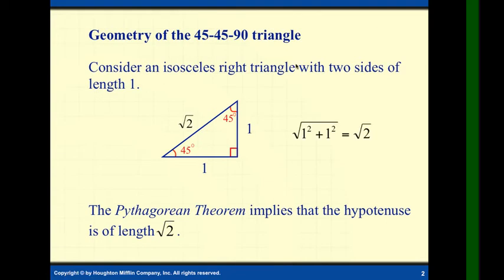Using the Pythagorean theorem implies that the hypotenuse is of length square root of 2. Tama? Kasi kung gagamit ka ng Pythagorean theorem, this is the A, that's letter B and letter C. And the formula for the Pythagorean theorem is C is equal to the square root of A squared plus B squared. And as we all know, yung A natin is 1, that's why 1 squared is 1. And then B squared is 1 squared, so we have 1 also. And 1 plus 1 is 2. So we have the square root of 2, which is an irrational number.